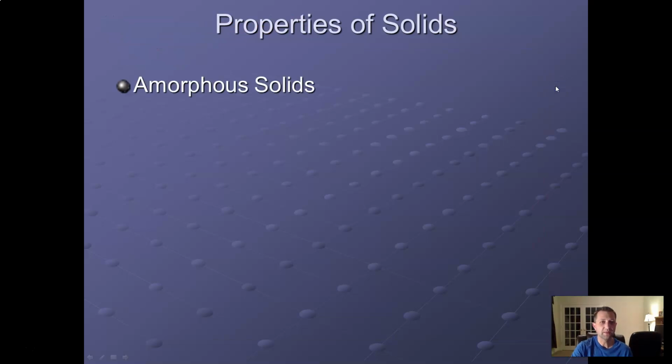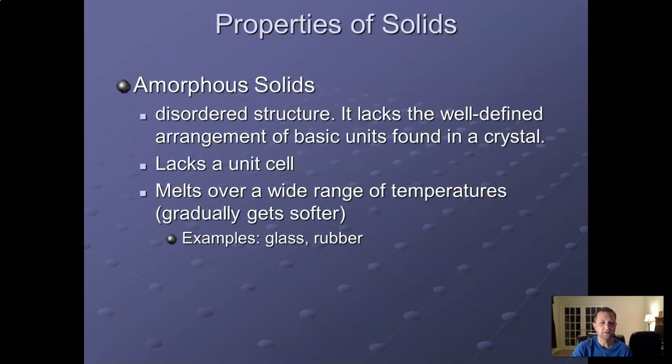The other type of solid is amorphous, and you can see a couple points about that. It's basically the opposite of a crystalline solid. They're disordered. It lacks a well-defined arrangement that you would see in a crystal like we just saw in the previous slide, so it lacks that unit cell. And there's a very wide range of melting points here. It might just gradually get softer instead of having a distinct solid and then liquid, and that melting point between the two. Glass is a good example. Rubber is a great example of an amorphous solid.